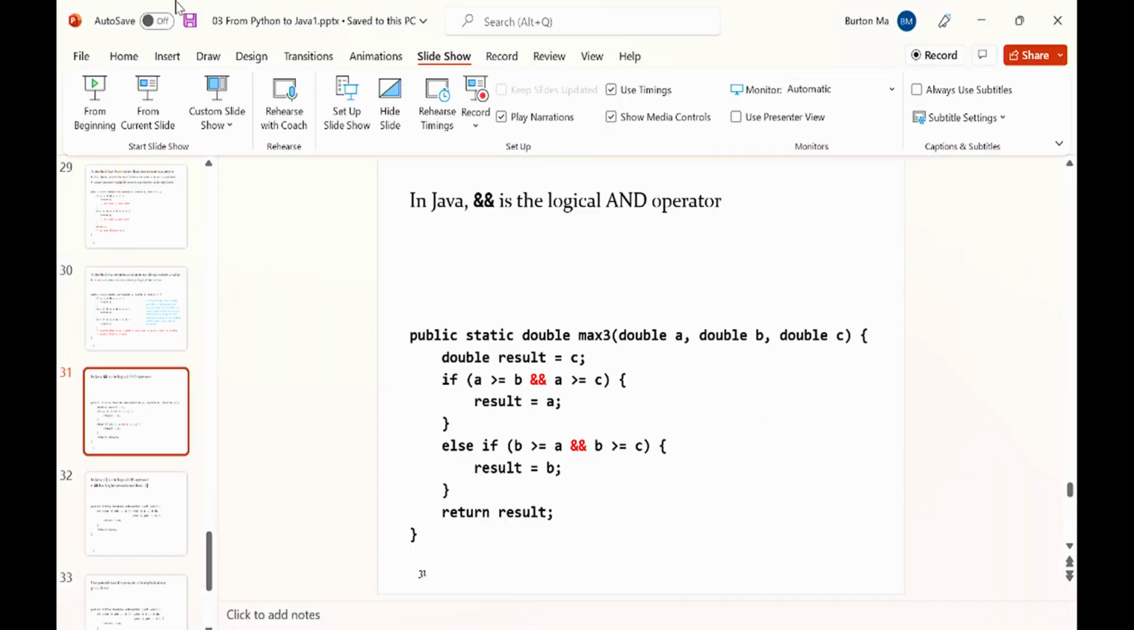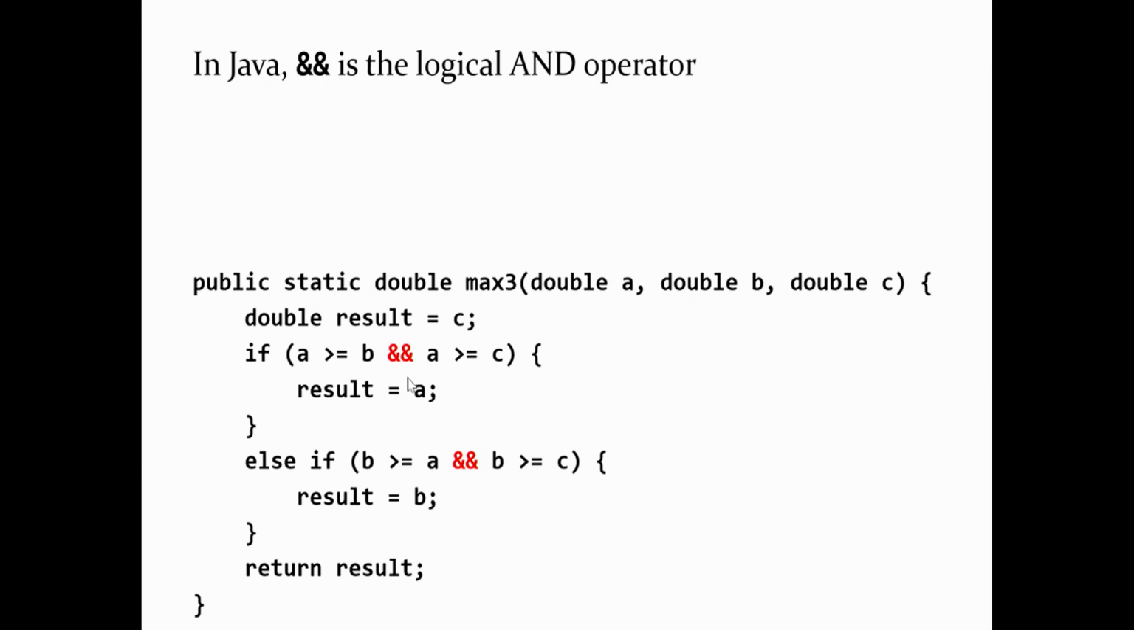Alrighty, so at the end of the last lecture, we were talking about if statements and logical operators. And in Java is the double ampersand. So if you want to return the largest of 3 values, A, B, and C, you can just compare A to B and C. If A is the largest value, then the answer is A. Otherwise, you just compare B to A and C. If B is the larger value, then the answer must be B. Otherwise, the answer is C, and away you go.